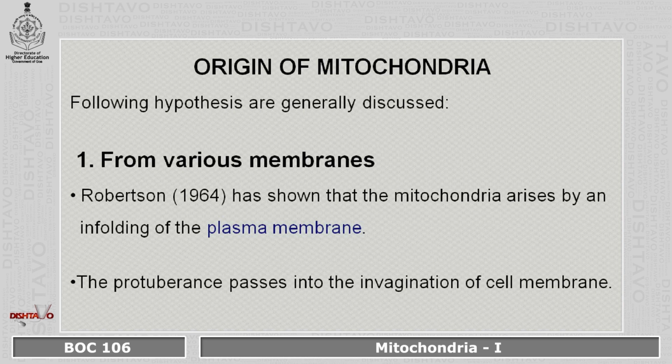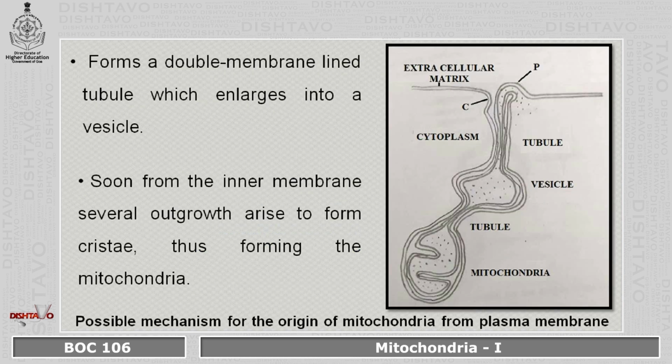The protuberance passes into the invagination of cell membrane. Then it forms a double membrane lined tubule which enlarges into a vesicle. Soon from the inner membrane, several outgrowths arise to form cristae, thus forming the mitochondria. So in this diagram, we can see the possible mechanism for the origin of mitochondria from plasma membrane.